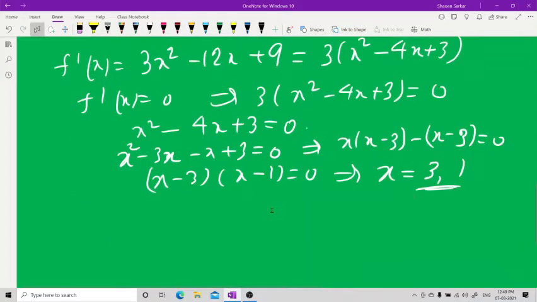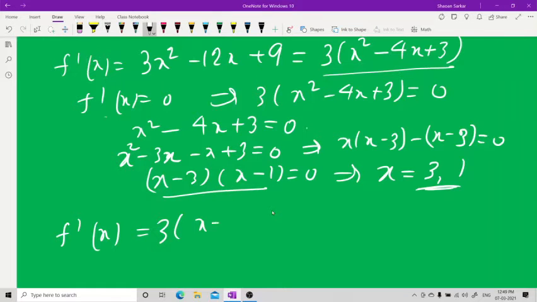So let us write f dash x. f dash x is equal to 3 times (x minus 3)(x minus 1). So this is the factor of this, so x minus 3 and x minus 1.